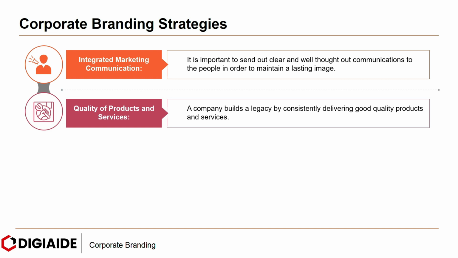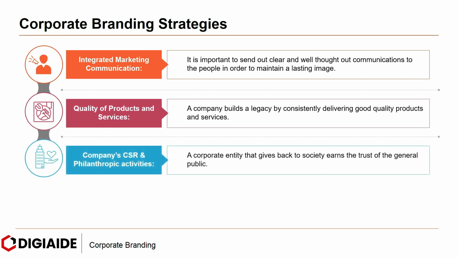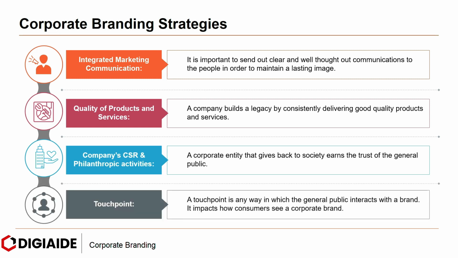Next, quality of products and services. A company builds a legacy by consistently delivering good quality products and services. Next, company CSR and philanthropic activities. A corporate entity that gives back to society earns the trust of the general public. And finally, touchpoint. A touchpoint is any way in which the general public interacts with a brand. It impacts how consumers see a corporate brand.